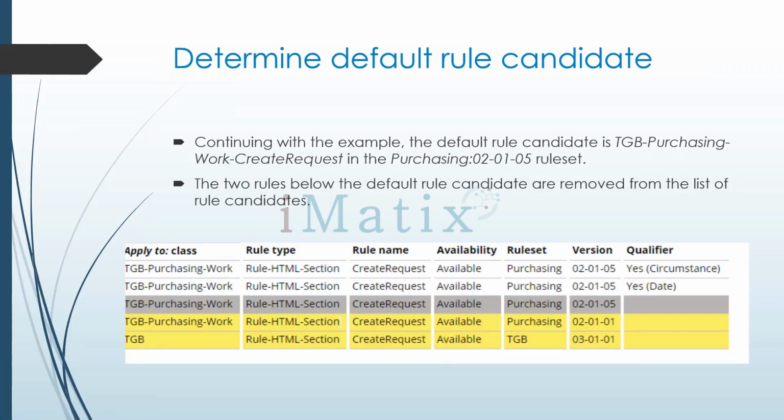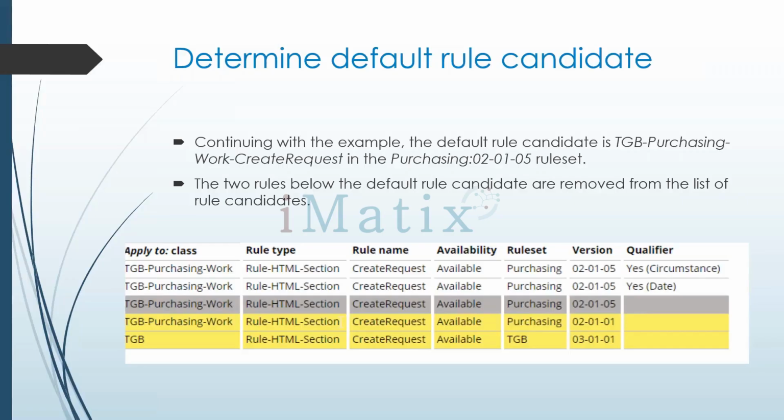If it doesn't have any qualifier, the first one that the system finds is going to be your default rule candidate. Here, I found that the one-third rule candidate is the first candidate without any qualifiers. This grayed out one is going to be my default rule candidate. Good, I found it. Then what next?